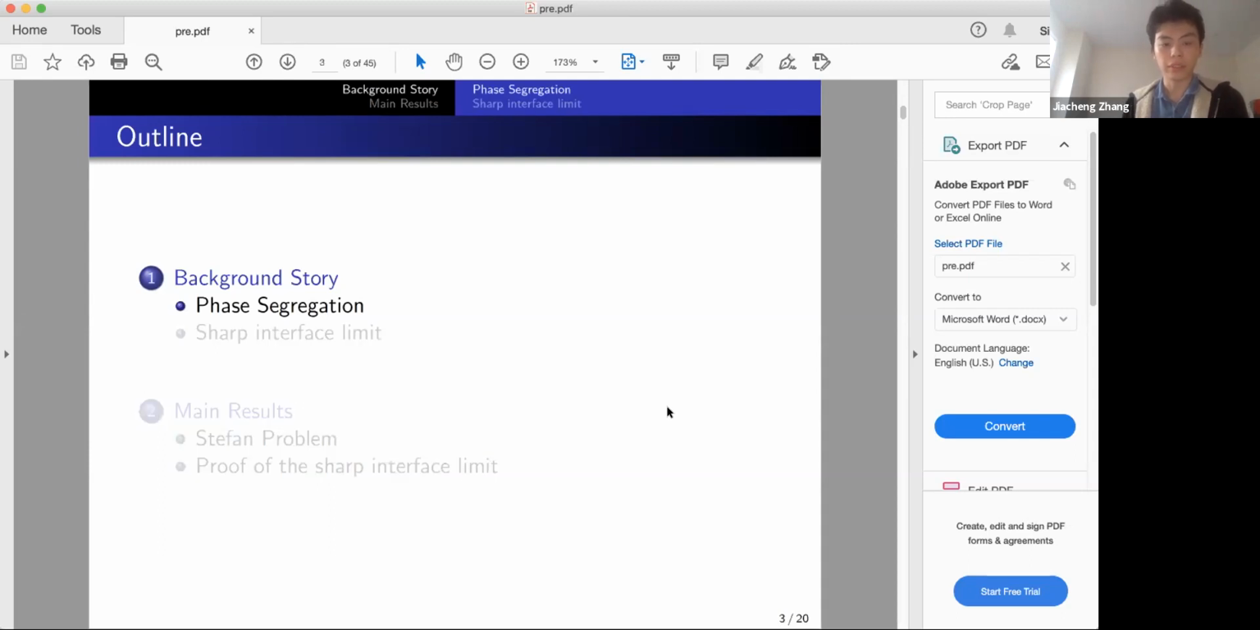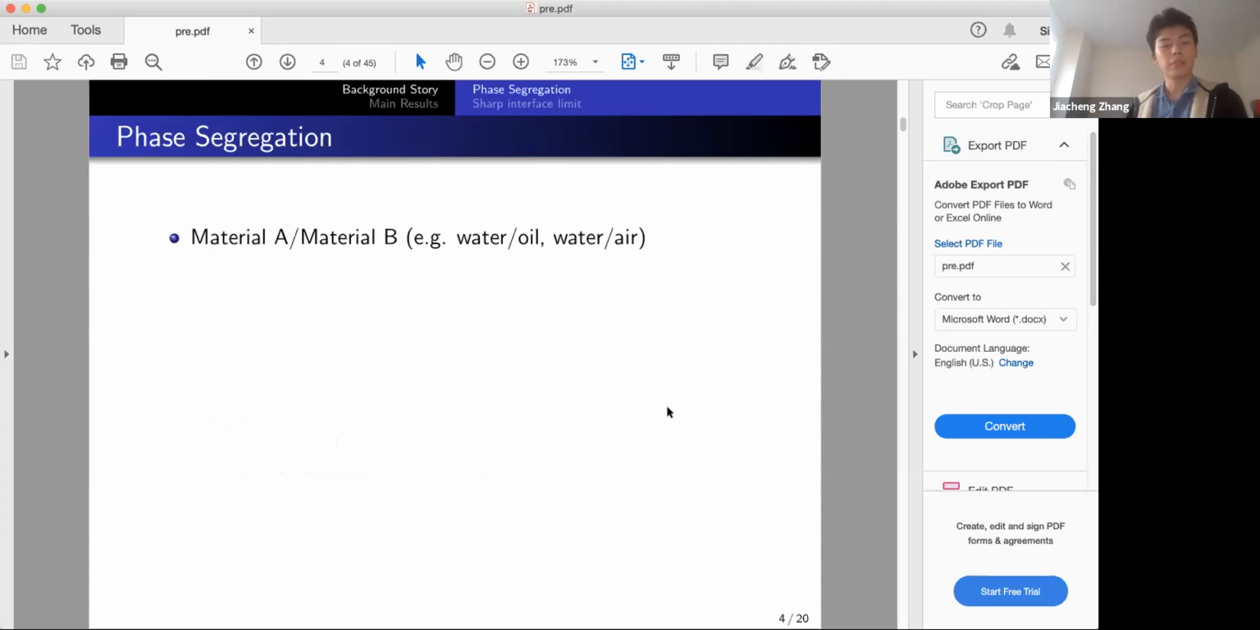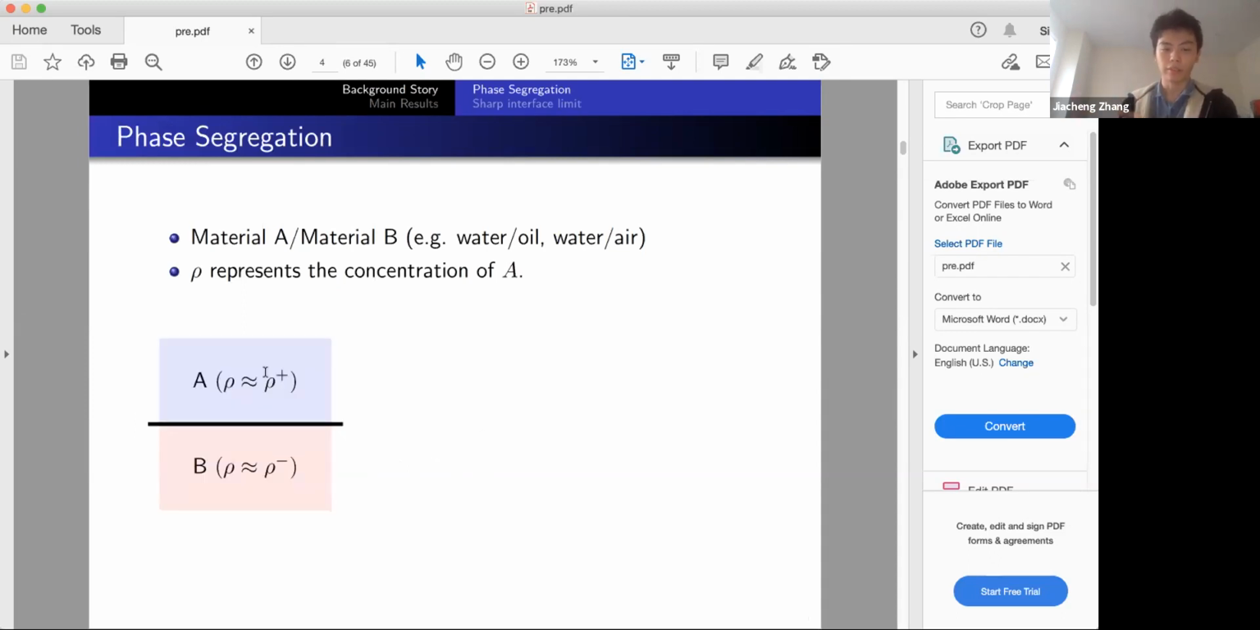So for the phase segregation phenomenon, the starting point is we have two materials, material A and material B, like we see in the video, such as water and oil or water and air. And if we denote rho being the concentration of A, then in the video, we can see these two materials separate away from one surface, and on one side of the surface it is mostly A, in the sense that the concentration of A is approximately rho plus, which is close to 1. And on the other side, it is mostly B, maybe with a little bit of A inside. That means rho is approximately rho minus, and this rho minus is close to 0.